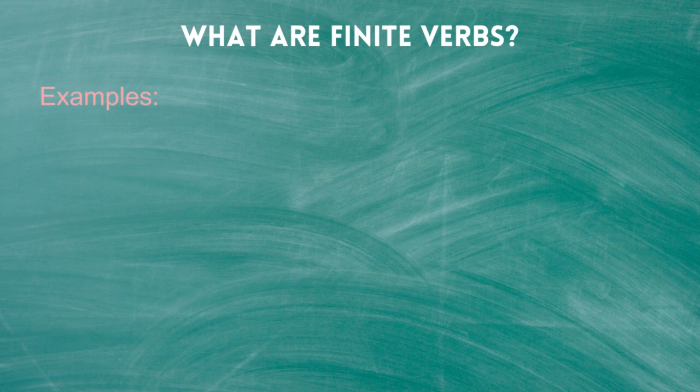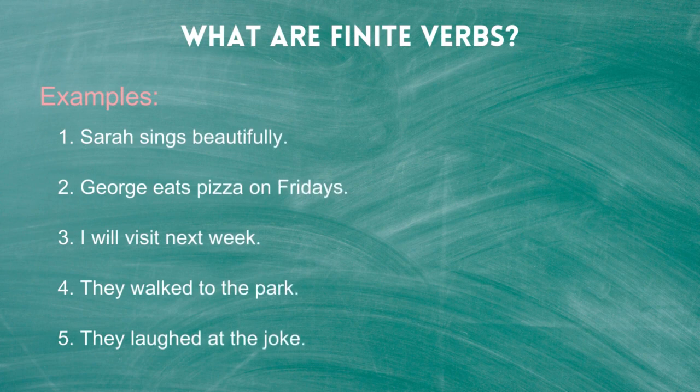Here are 5 example sentences to demonstrate the use of finite verbs. From these examples, we notice that altering the person, number, or tense results in changes to the finite verbs used in each sentence.